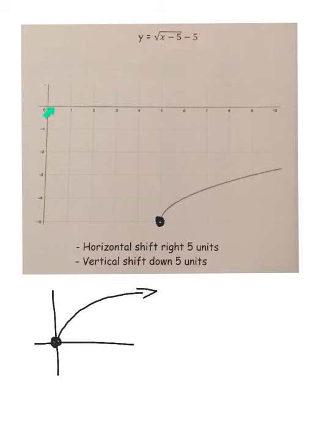And then from here, we went down 5 units. Remember, vertical shifts are just exactly what we do. We went down 5, so we write -5. If we went up 5, we'd write +5. Okay, so there's your horizontal shift to the right, vertical shift down.